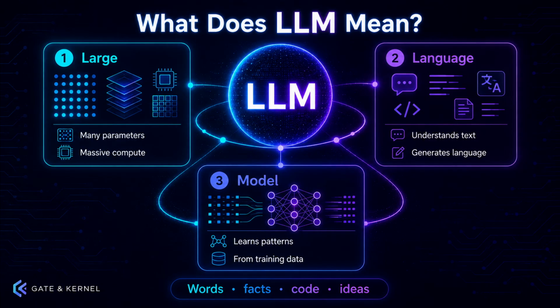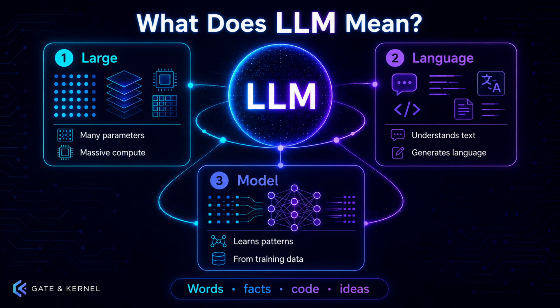Chapter 1. What does LLM mean? LLM stands for Large Language Model. The name has three parts. First, large. Large means the model contains a very large number of adjustable values called parameters. Training those parameters requires enormous amounts of data, computing power, and storage.